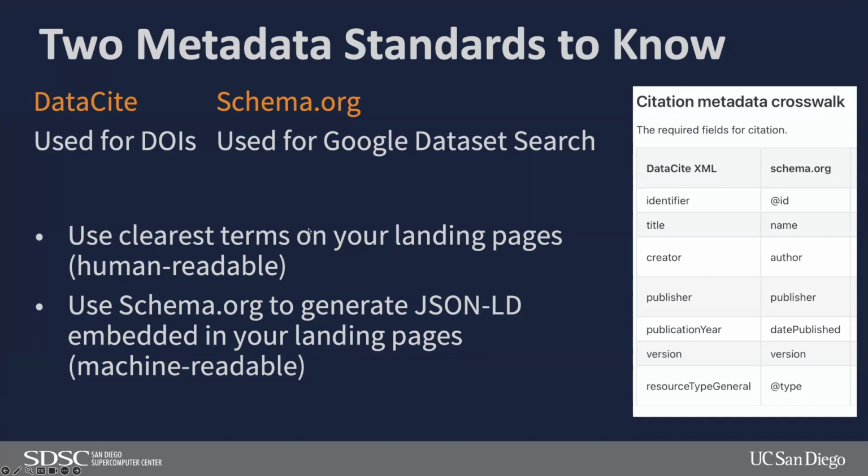My recommendation is to pick the term that makes the most sense. For me, calling a data set by a name versus a title, I lean towards title. But I like author, and publisher makes sense. For resource type general, just say what it is, just call it a data set. As you're labeling things, pick and choose on the human side, but on the machine side, just use schema.org. It's the one that's most widely adopted and likely to be interpreted by general tools like Google Dataset Search.